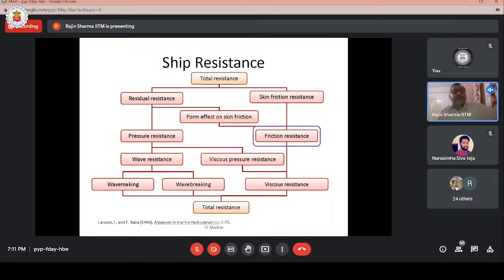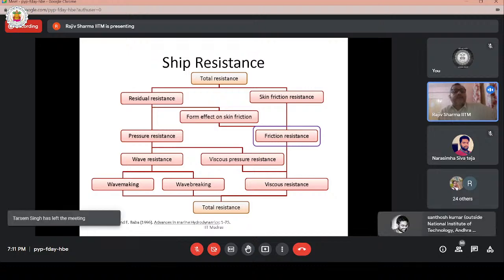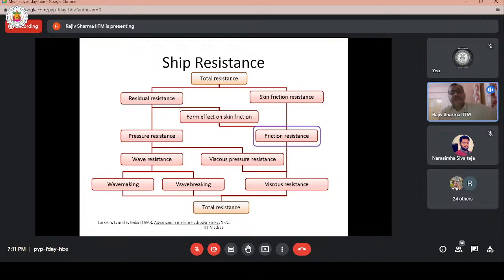It is also called viscous pressure drag because of velocity. It can also be termed as what we call pressure resistance. Pressure resistance will have two components: wave resistance and the viscous pressure resistance. Wave resistance will be further classified into wave making and wave breaking. And viscous pressure resistance will be coming into what we call viscous resistance.